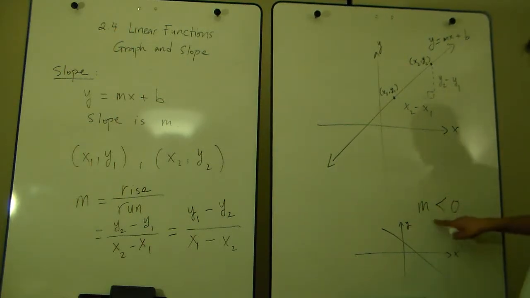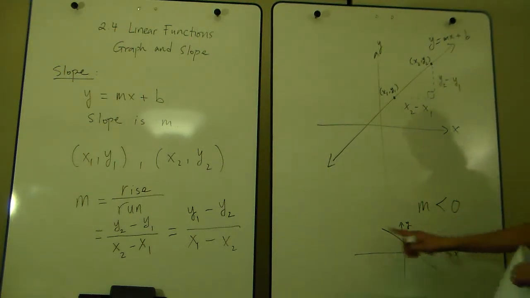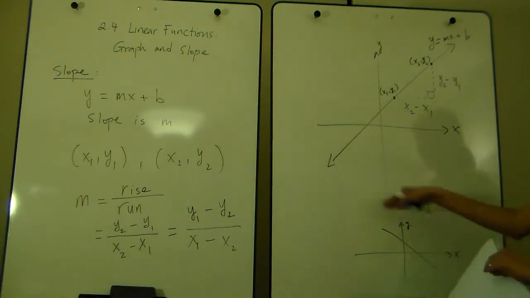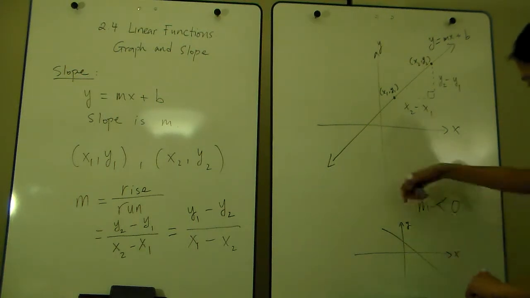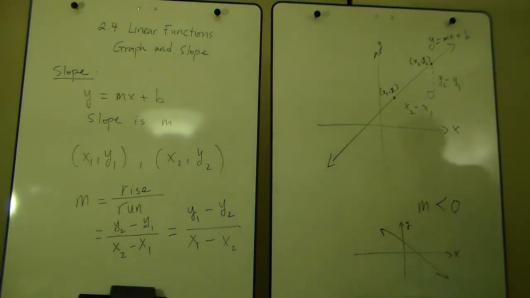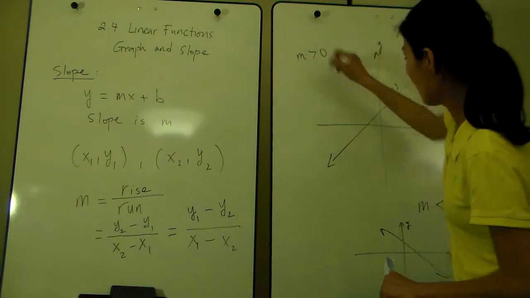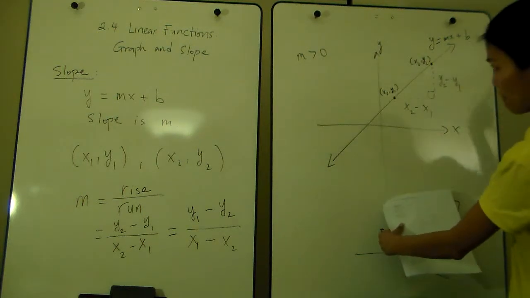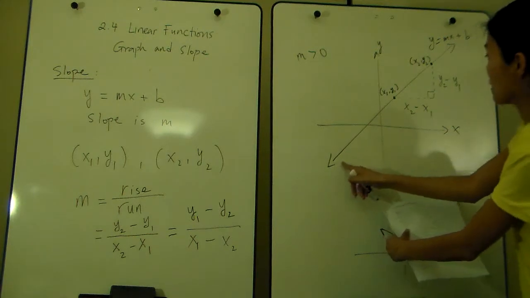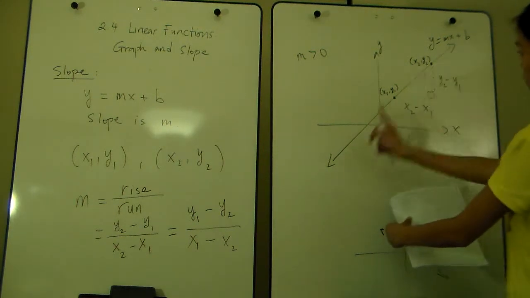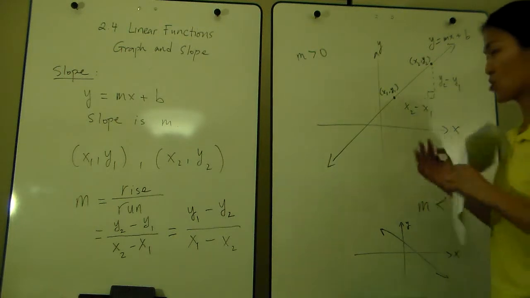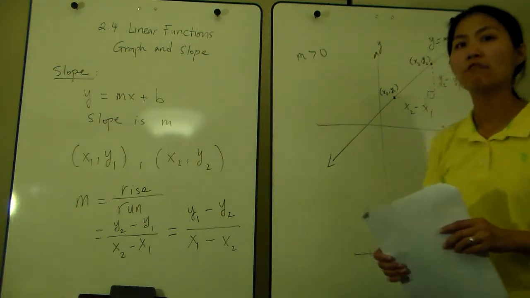if the slope is a negative number going from left to right, the line is decreasing, okay? You see it decreasing. Going from left to right, it's decreasing. If m is positive, for this case right here, m is positive, going from left to right, the line is increasing. You see it's going up. So slope describes the slant of the line.